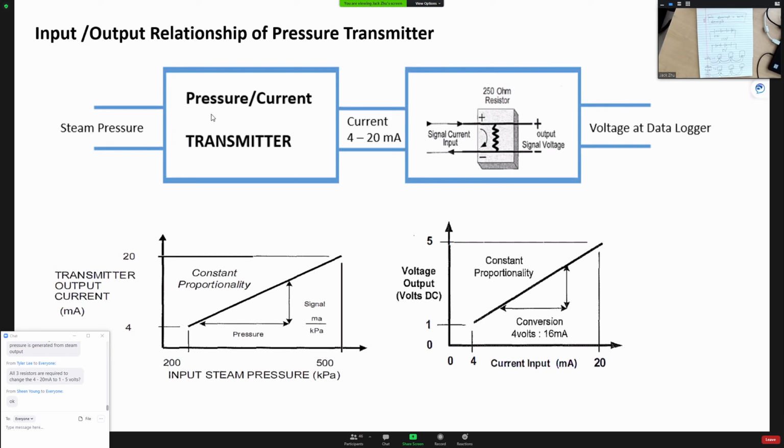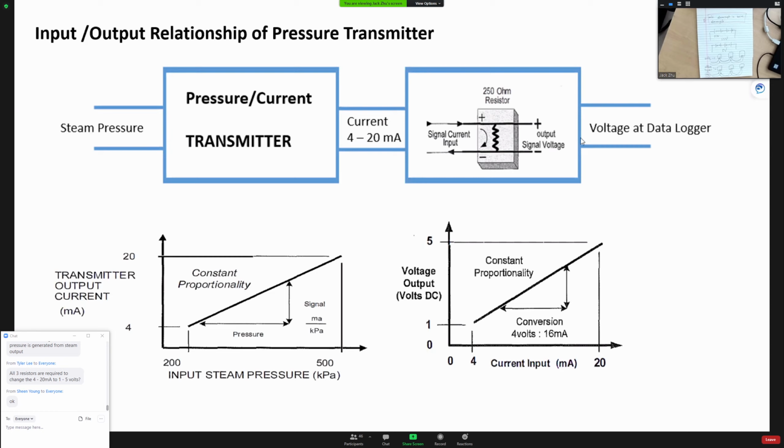Then for that pressure, because they cannot give the pressure to those other equipment, and also this is a transmitter, the transmitter will output a standardized signal. The standardized signal here is 4 to 20 milliamps. So they have a filter and an output circuit. They will convert the input steam pressure into a current signal between 4 to 20 milliamps.